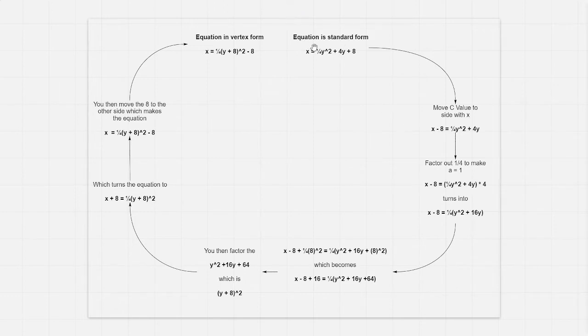So first we have our equation in standard form, and we move the c value to the left side, which is x minus 8 now. We factor out the 1/4, so a equals 1, so we can use the perfect square, and this is now our equation. After that, we have to divide the middle term by 2, so we have 8y and 8y. So now we multiply that to make it 8 squared, which is our new c value, and we move that c also to the left side. But since it's multiplied by 1/4, it's 8 squared times 1/4, which is 16. So this is our equation now.